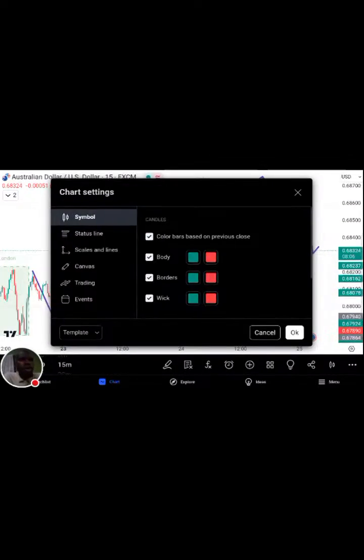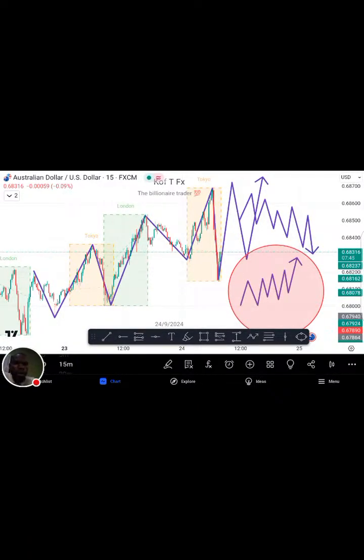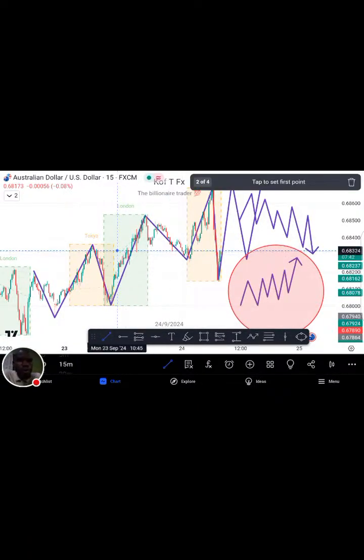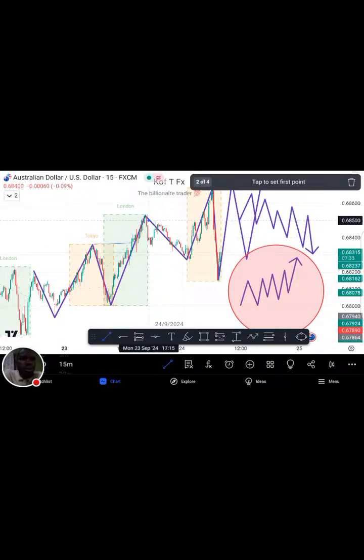Now, what I've just drawn out now, compare it with what is here with this. Is it not the same thing? So make a comparison between the two. Is it not the same thing? We have this break of structure here. Price took out this high. Price also took out this high as well.